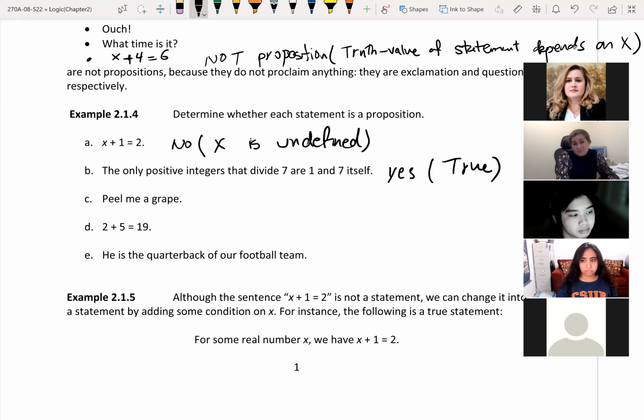Peel me a grape. No. 2 plus 5 is 19. Is it a proposition? Yes. But it's false. That's a false proposition.